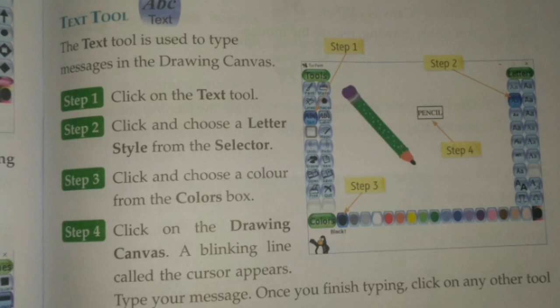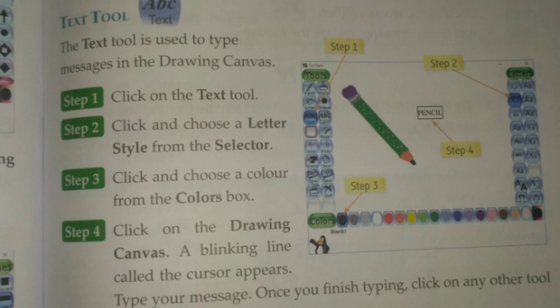So the shape tool is used to draw, fill and unfill shapes like oval, rectangle and triangle. For using that, you have to first select the shapes tool from the toolbar. Step 2, choose a shape from the selector. So second option, you have to select one shape. Then third one, you have to select a color. Then draw a picture in the drawing canvas. Okay, that's about the shapes tool.